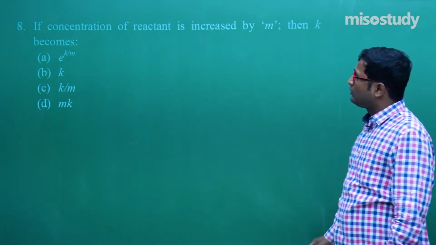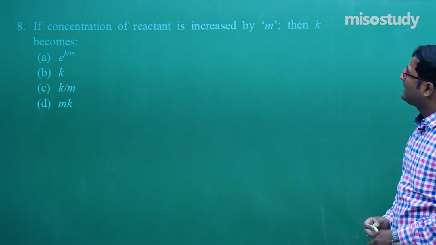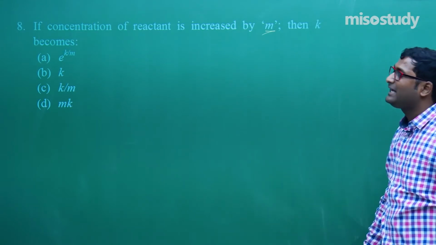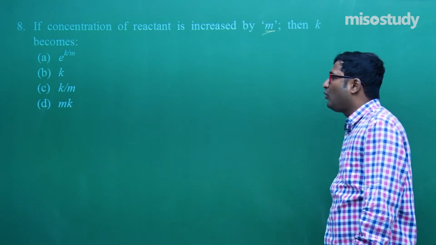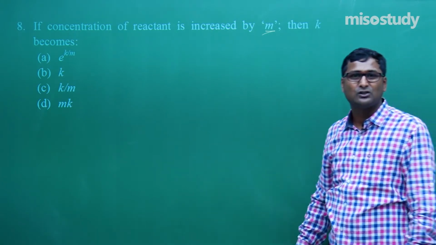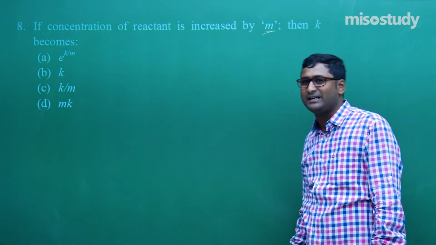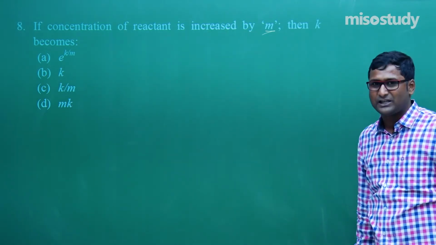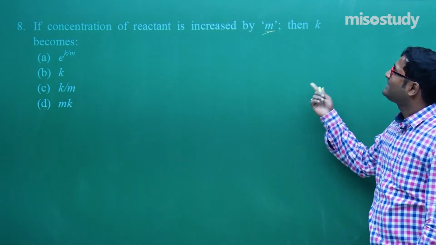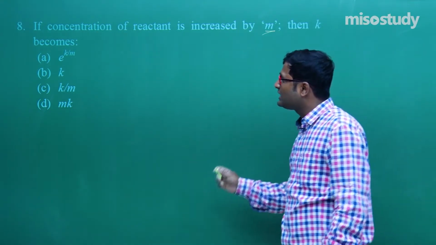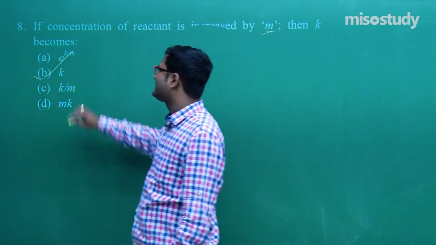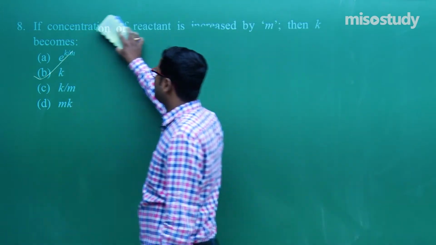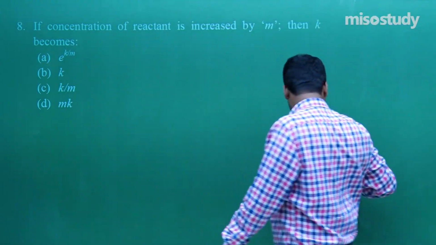Now, question number 1. If the concentration of the reactant is increased by m, this is a completely theory type question. As we all know, the value of K does not depend upon the concentration. It is independent of concentration. It depends generally upon temperature. So in this case, K becomes K, no change. For this case, B is the correct option. Clear to you, friend? Now I am going to rub this part and we'll discuss the next question.